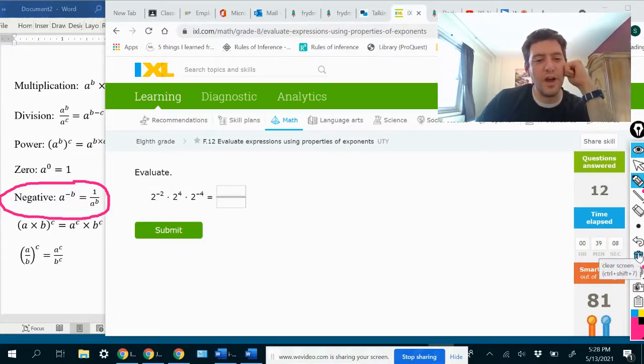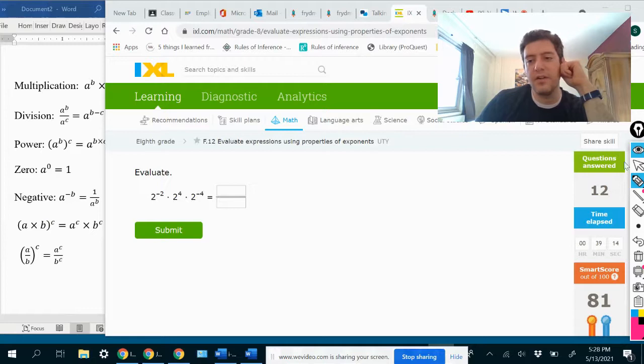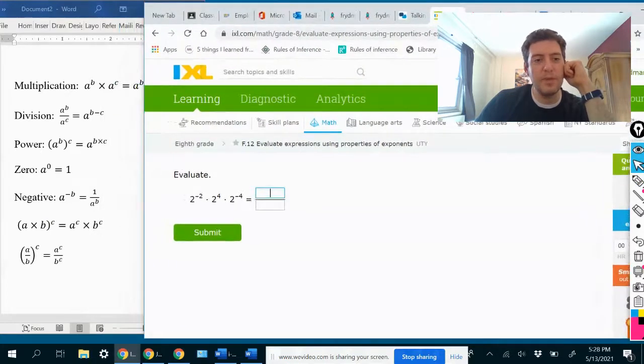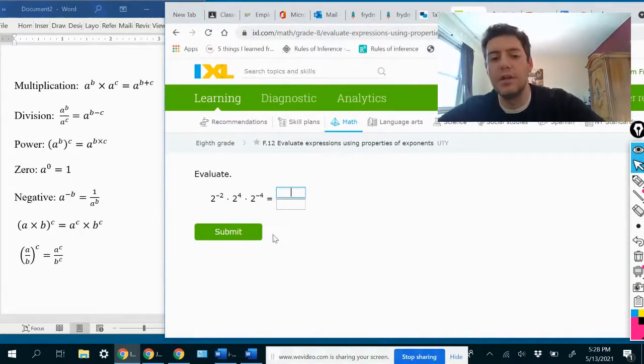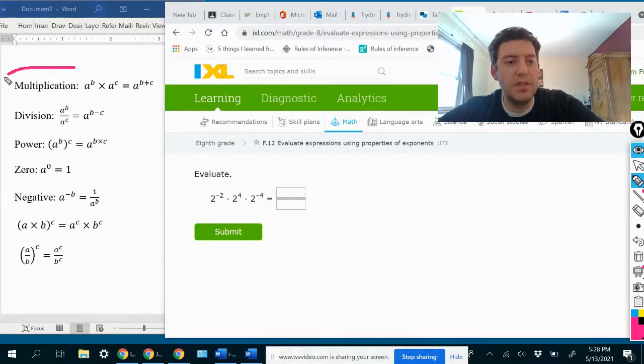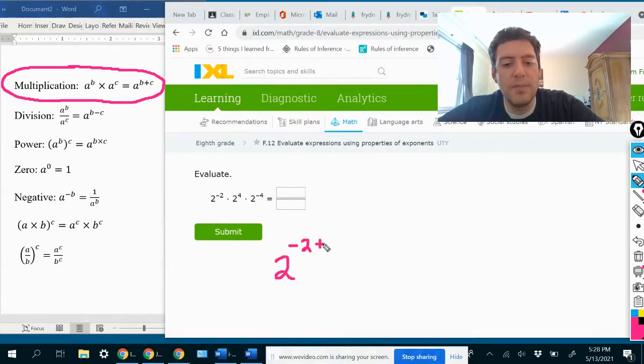But you know what? We also have another option here. Since all of these have the same base, the base is 2 for all of them, and they're all getting multiplied together, we can go ahead and use the multiplication rule, and we can add the exponents. So that's just going to be 2 to the negative 2 plus 4 plus negative 4. I'm just adding all of these exponents.